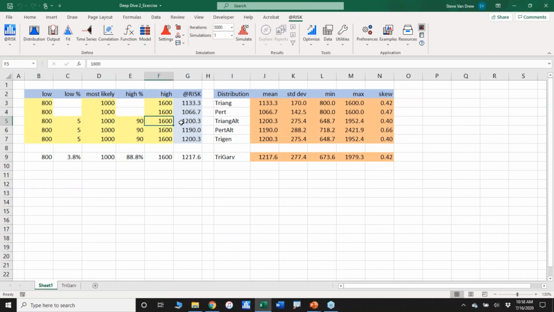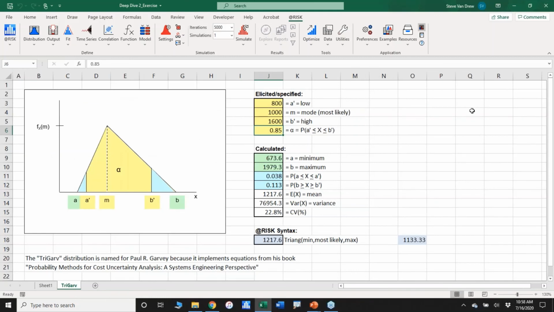So the thing that those two approaches have in common are these three original inputs and the fact that I'm saying there's 85% between 800 and 1600. This approach on this sheet, you must tell it how to break out the missing 15%. This approach, it solves for that, but it does it in a way that keeps the original skew.